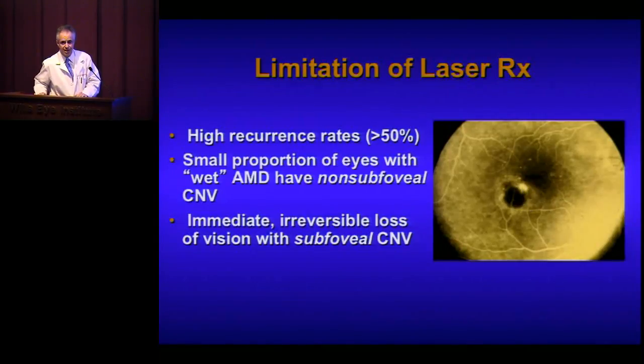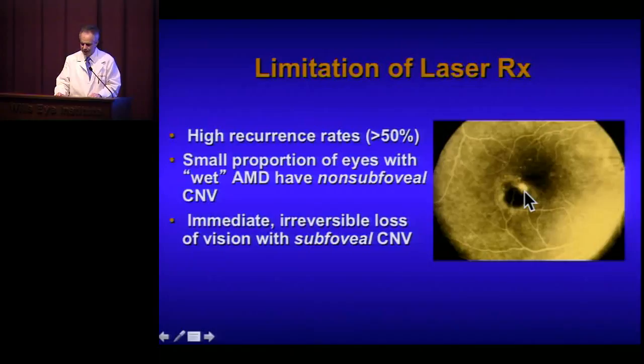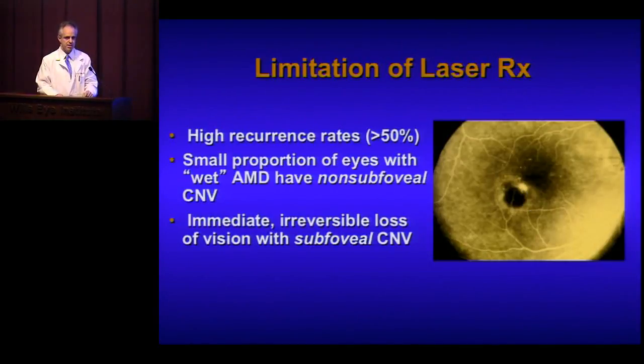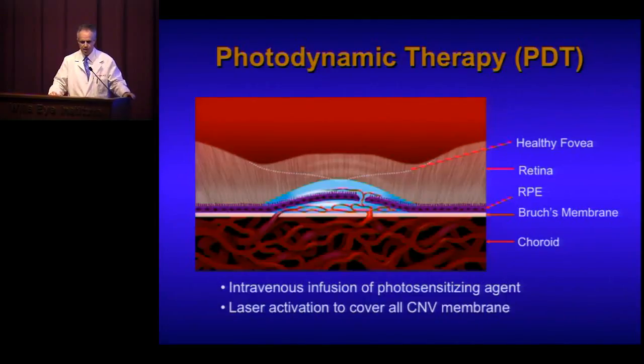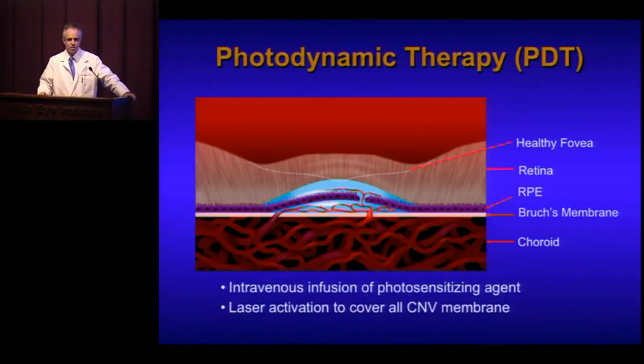And recurrence rates are high, greater than 50%. And almost always, this is the recurrence. It recurs on the foveal side. And any treatment into the subfoveal space with laser results in immediate permanent vision loss. And when the neovascular complex gets into the subfoveal space, there is vision loss that can't be recovered. So in steps the photodynamic therapy as a way to manage subfoveal neovascularization because it's a non-destructive laser.